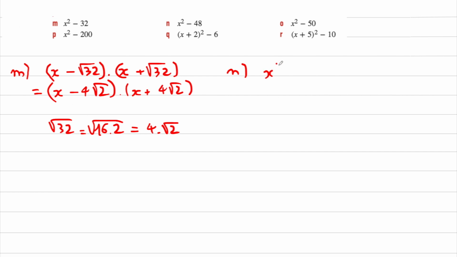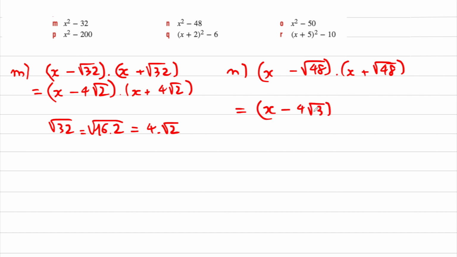The next one you have here is 16 multiplied by 3, square root of 48. The next one, plus 48 under square root. And then you get x minus 4 square root 3. And the next one is x plus 4 square root 3. So square root 48 by this one, here is 16 and here is 3. This means here is 4 multiplied by square root 3.